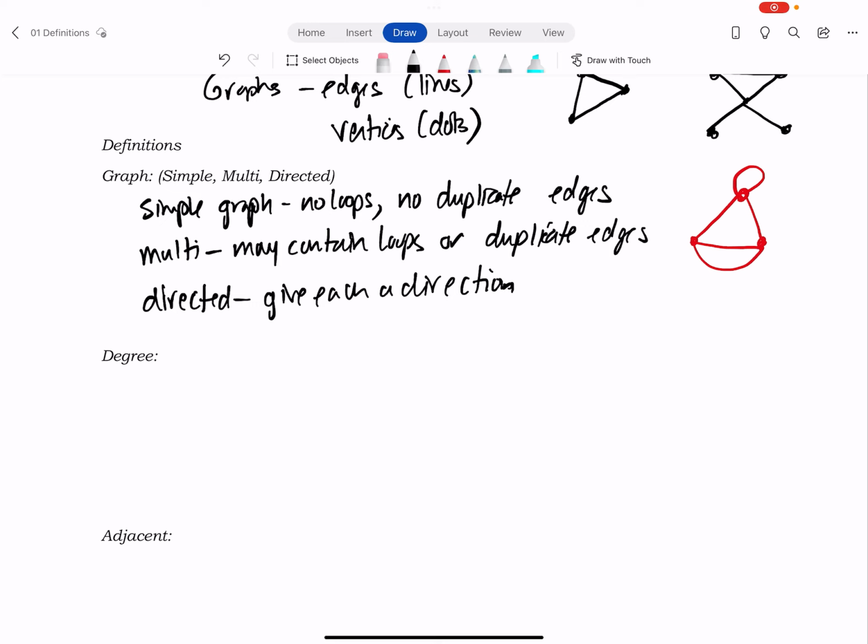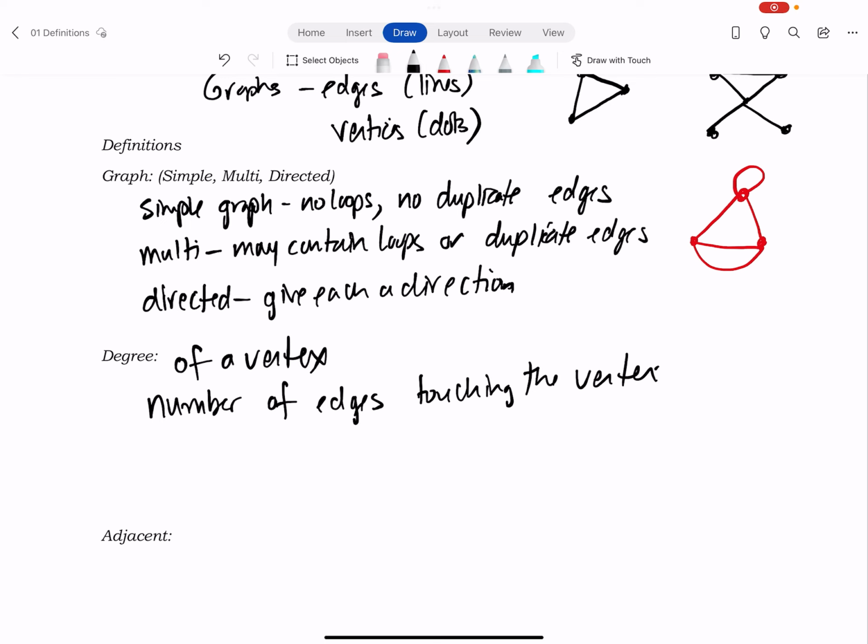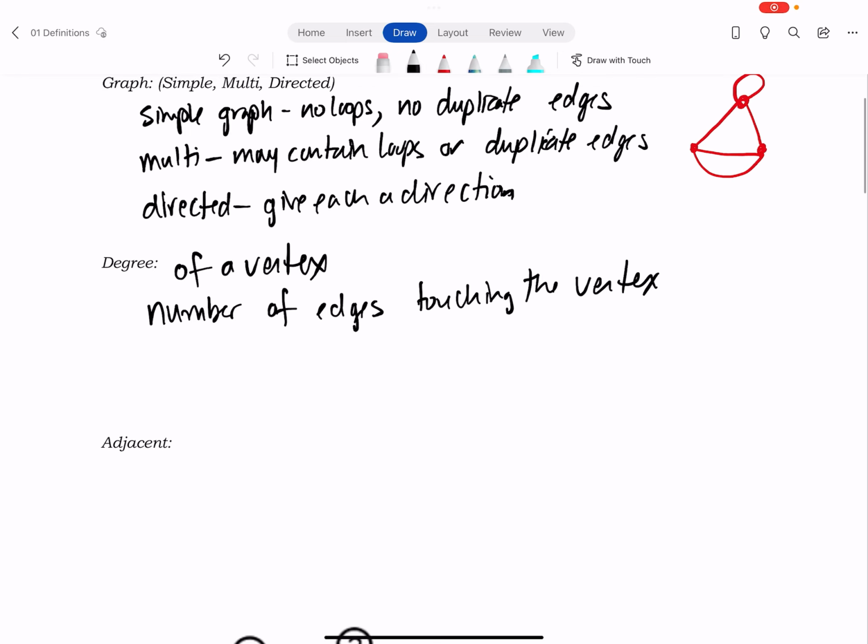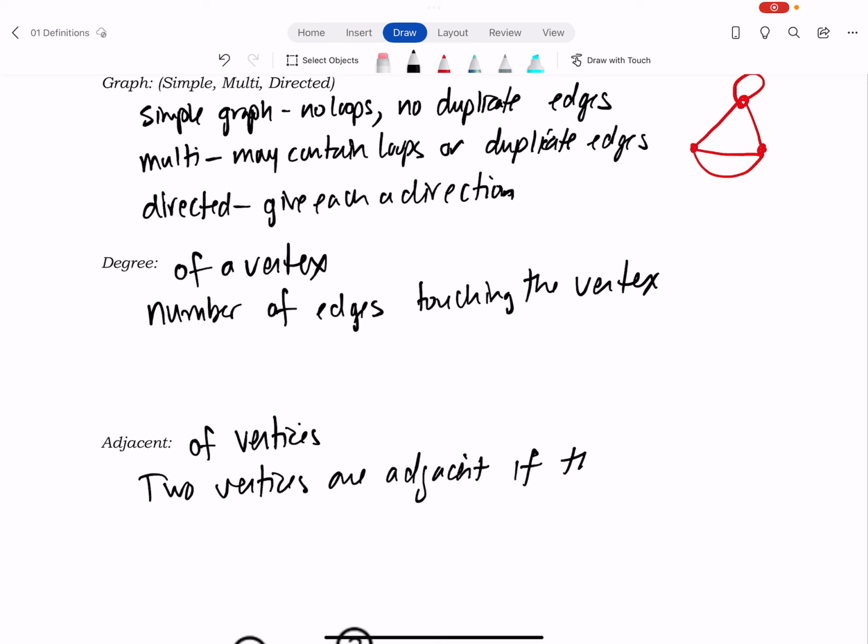Okay, the degree of a vertex is the number of edges touching that vertex. And adjacent talks about 2 vertices. We say 2 vertices are adjacent if there is an edge between them.